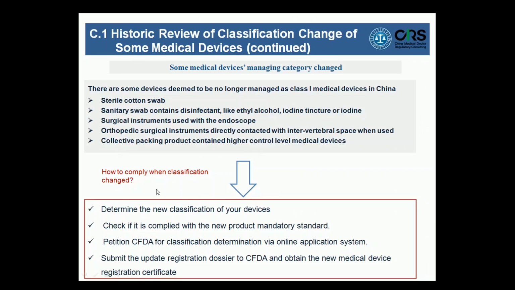So, how to comply when your classification changes? First, determine the new classification of the device, and then check whether it complies with the new product's mandatory standard. Then submit to CFDA for classification determination via the online application system. And last, submit the new registration dossiers to CFDA and obtain the new license.